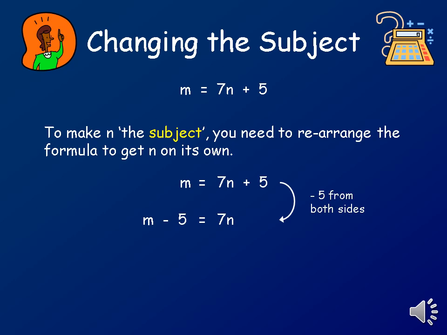So the n is still not on its own, it has the 7. So we must divide by 7. Okay, so that's got rid of the 7. N is on its own. N equals m minus 5 divided by 7.